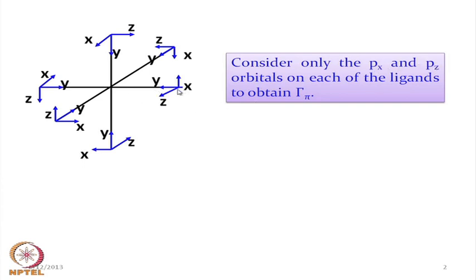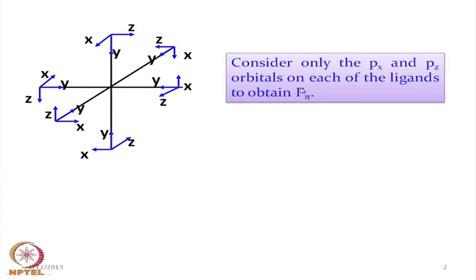So, we consider these two orbitals on each of these ligands, from each of the 6 ligands. So, altogether we will have 12 orbitals. Now, the number of orbitals is larger, but the strength of the pi type interactions, as we know for the C-C interaction or C-N interaction or N-O interaction, is always weaker than the corresponding sigma type interactions.